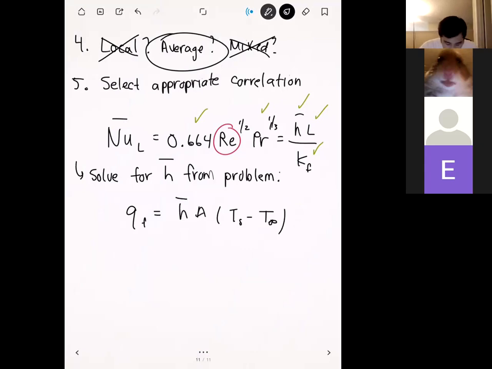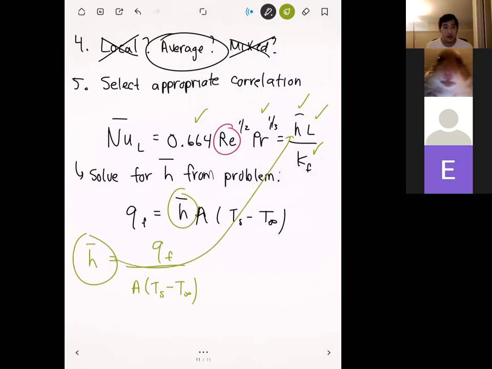And then if we fill in the rest from our Newton's law of cooling, then what we have is h bar times A times Ts minus T infinity, okay? And so we have everything else in this expression, and all we have to do is solve for h bar. So h bar is going to be QF divided by A times Ts minus T infinity. And then what we can do is take this and plug it in up here, and use this to solve for the Reynolds number.